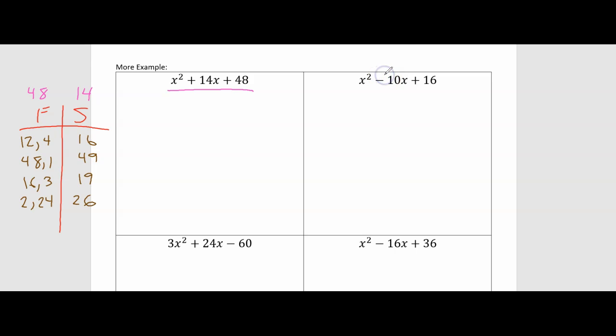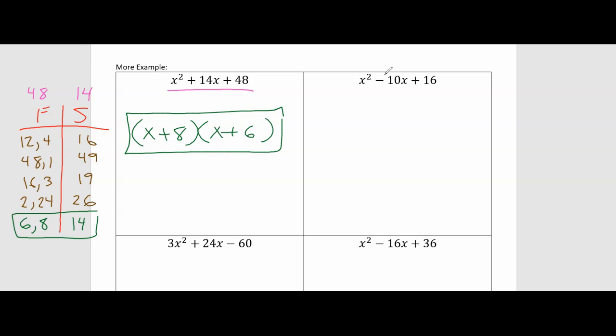Well, I have factors 6 and 8, and those sum to 14. So my factorization here is going to be x plus 8 times a quantity x plus 6. Now, it's possible that 8 and 6 were the first two factors that you thought of, right? And if so, then you're done. You don't have to list all of the factors. You just have to keep listing them until you find the two that work.